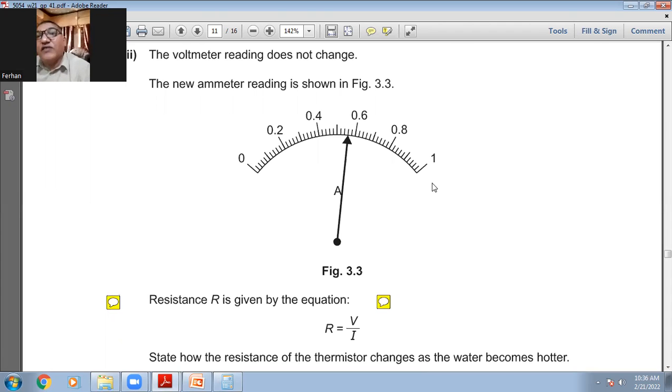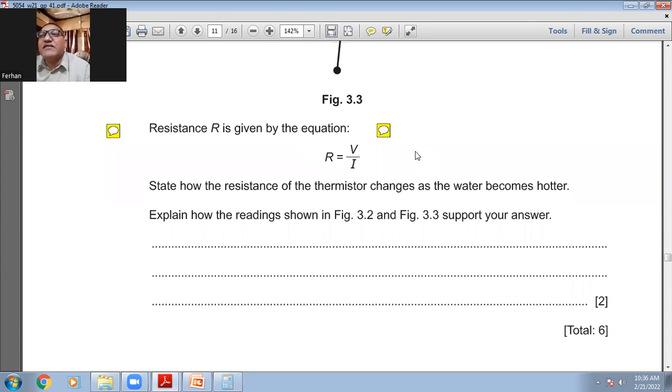So you see the current in the ammeter has increased. How come? If the voltage remains same and the current increases, it means that the resistance has decreased. That's why the current coming from the battery has increased. Resistance R is given by the equation R equals V by I. State how the resistance of the thermistor changes as the water becomes hotter.